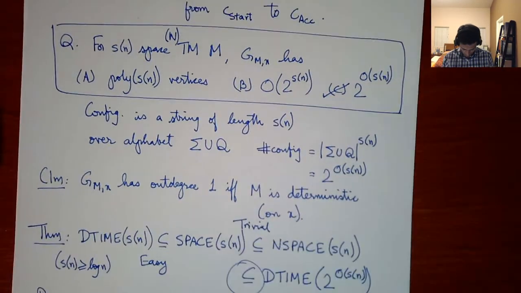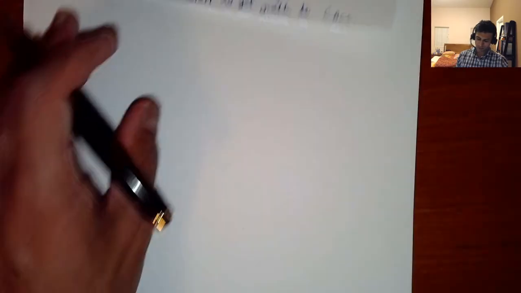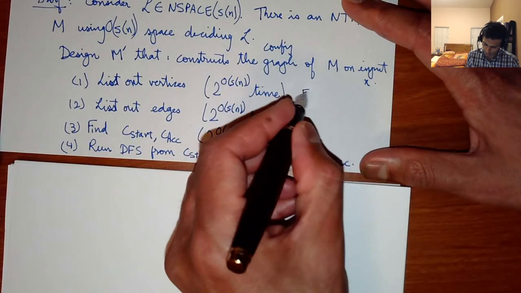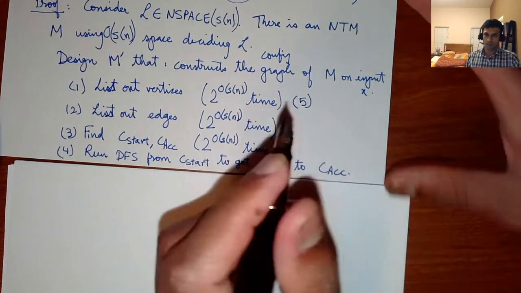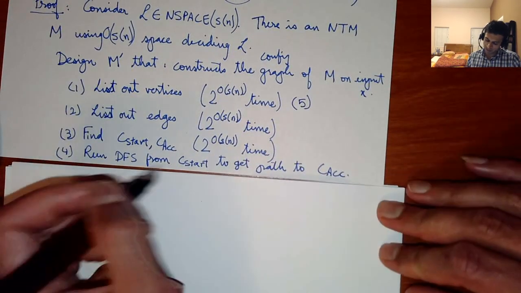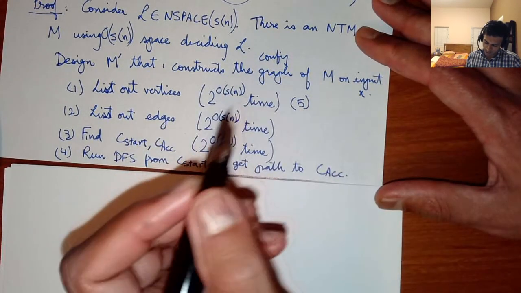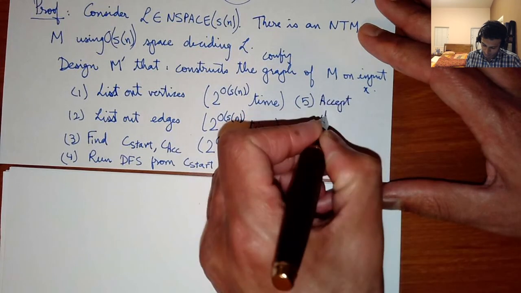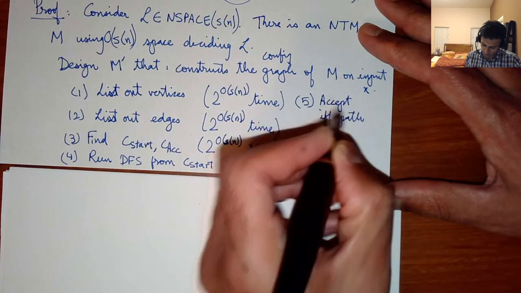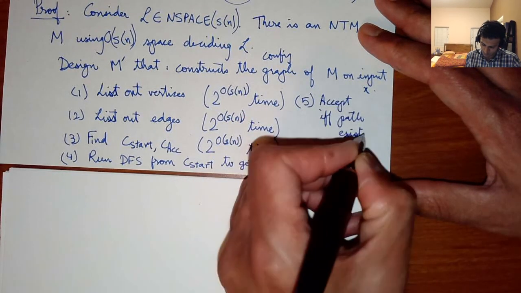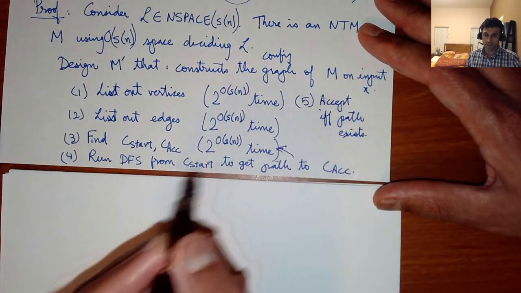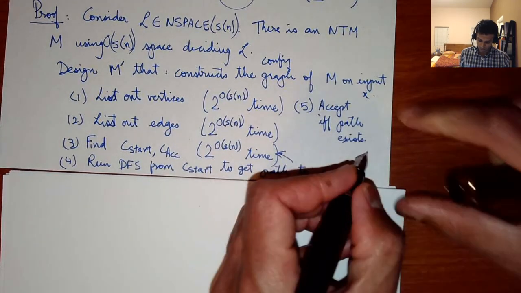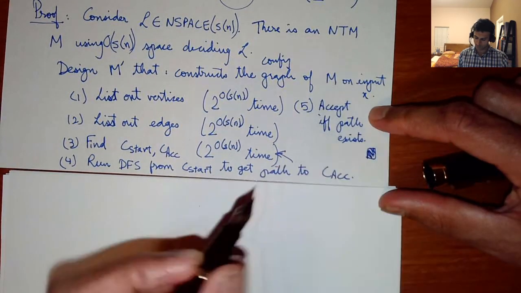Sorry, let me show you that entire argument. I'm just going to put the fifth part over here because I think the argument is basically done. It runs DFS from C start to get to C accept, and accepts if and only if a path exists. Again, the DFS runs in the same amount of time. It's just linear in the number of vertices. Okay, so that completes the proof.